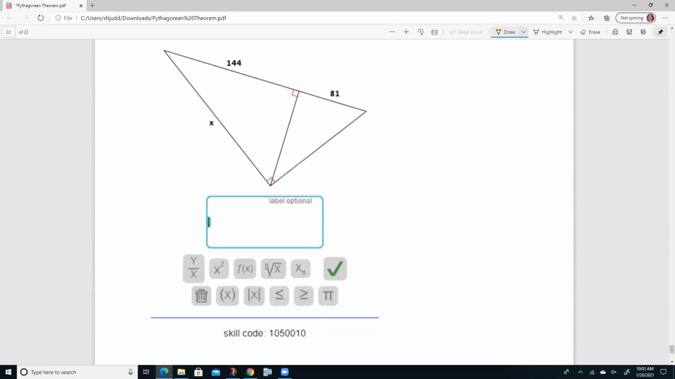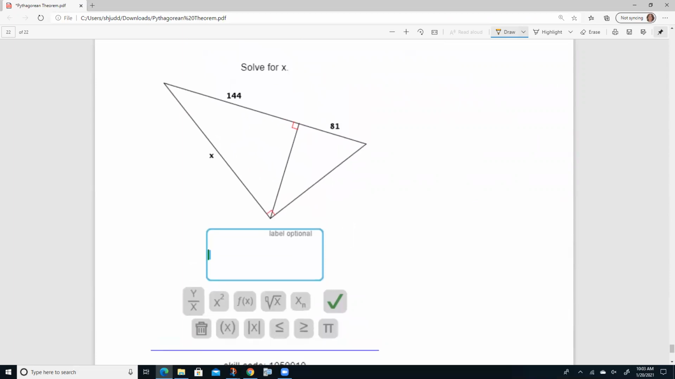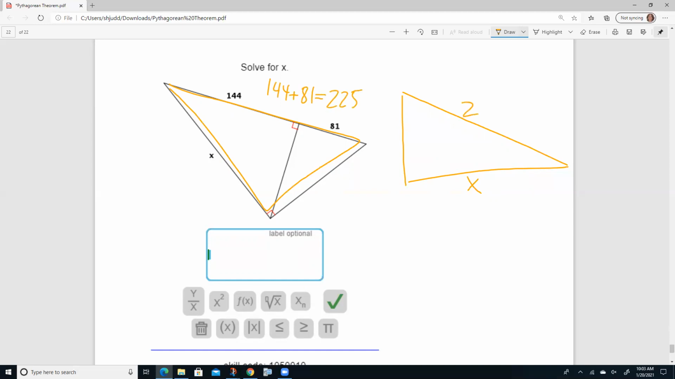Okay, let's do one final one. I think I will use the ratios again on this one. Now, I'm going to look at my big triangle first. Looking at my big triangle, I see my long leg is x, and my short leg, sorry, not my short leg. I don't know anything about my short leg, but my hypotenuse is 144 and 81. Well, 144 plus 81 is equal to 225. So I'm going to write that down.